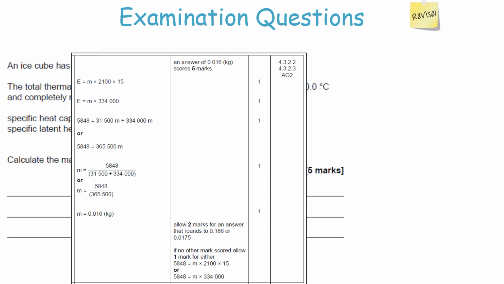We then rearrange it and make m the subject. We say m is equal to 5,848 over 365,500. So you get our answer out to be 0.016 kilograms. Please remember that if you've got the change in temperature, you're working out the change in the kinetic part of the internal energy, and if you're changing your state, you're working out the change in potential for your internal energy. So read the question very carefully.